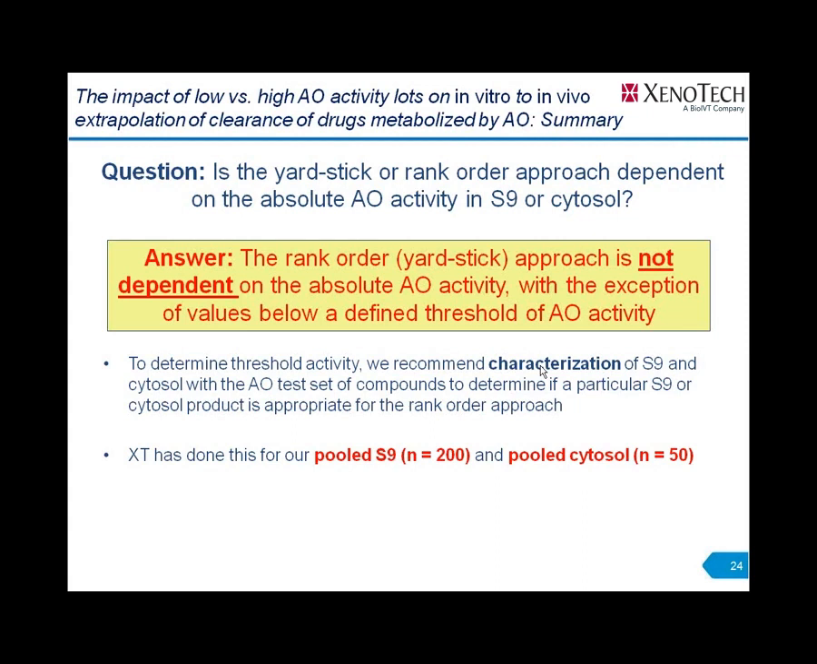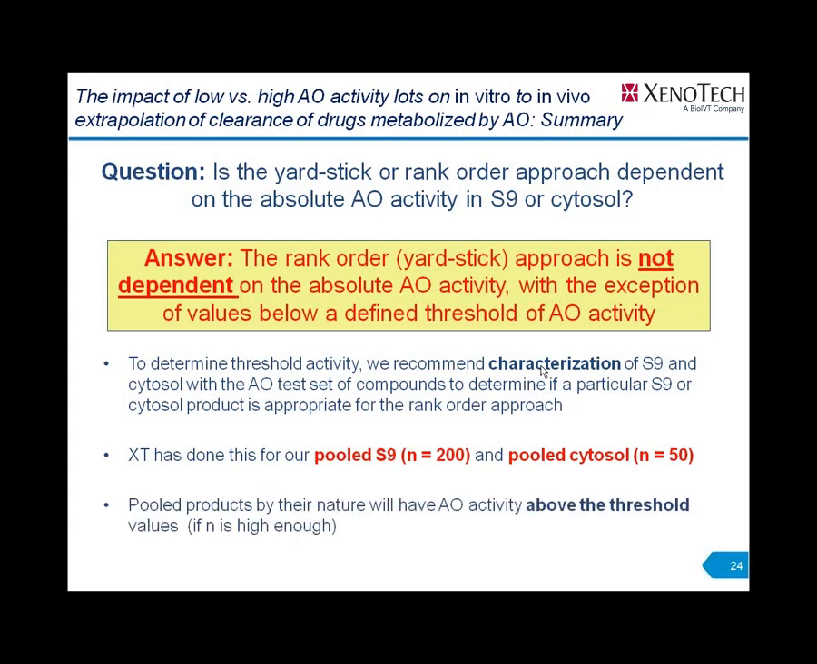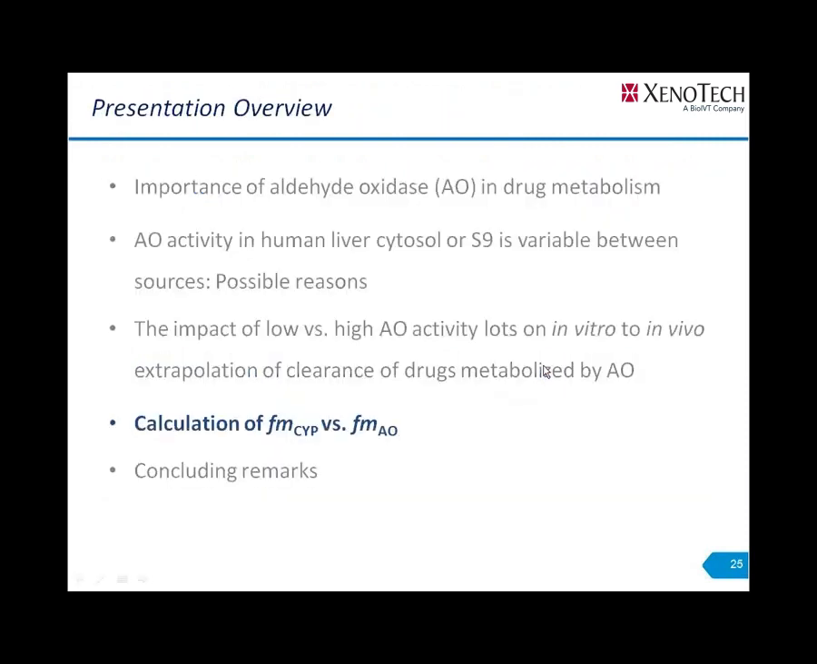It's important to note that XenoTech has done this for our pooled products, again for our pooled S9 and our pooled cytosol, that we have established that these products are appropriate to use for the yardstick or rank order approach. It's also important to note that pooled products by their nature will intrinsically have AO activity above a hypothetical threshold, assuming you have enough individuals in a particular lot. And that's been demonstrated in a couple of literature sources as well, and we show that here in our data as well, that our pooled products reflect about the middle of the pack activity in terms of the span of activity that we see with AO.